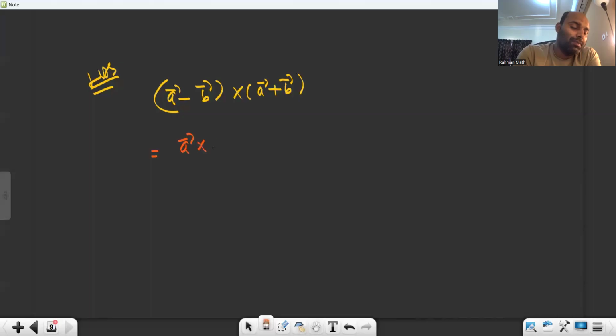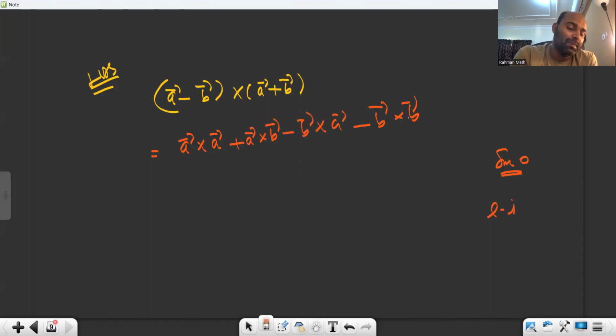A cross A, I cross I is what? 0. Why is I cross I 0? The angle between I and I is what? 0. Our formula for the magnitude is sine 0, and sine 0 is 0. But for I dot I, A dot B cos theta applies, and cos 0 is 1. So A cross A plus A cross B minus B cross A minus B cross B.